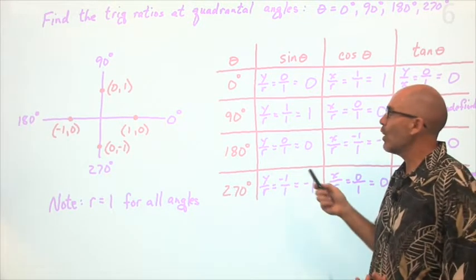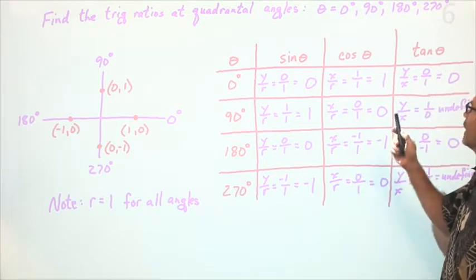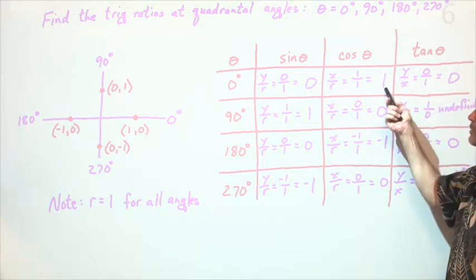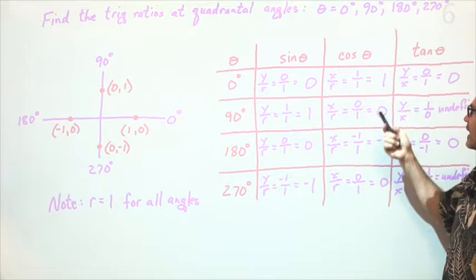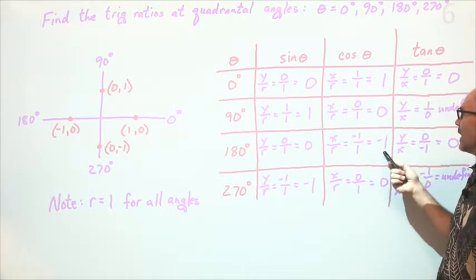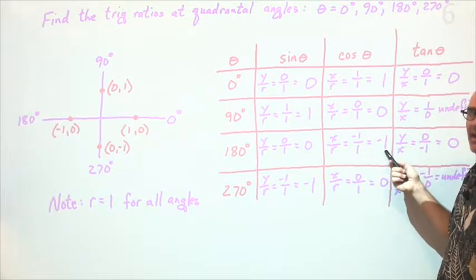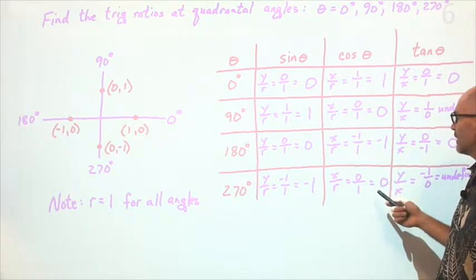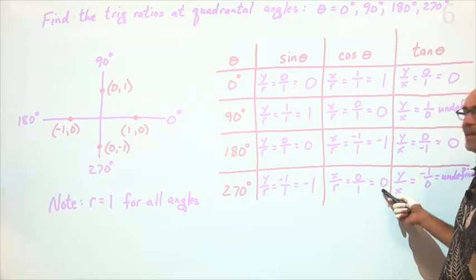That's it. Now, cosine is right or left. So cosine of 0, well, that's right 1. Cosine of 90, that's right none. Cosine of 180, that's left 1. And cosine of 270 is right or left none.